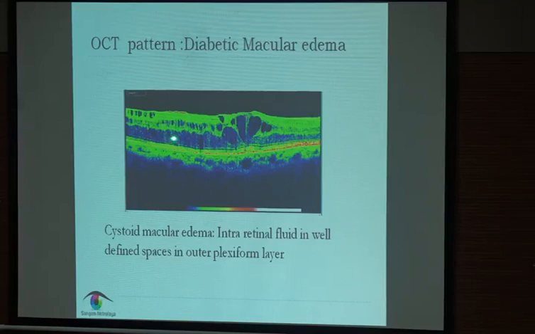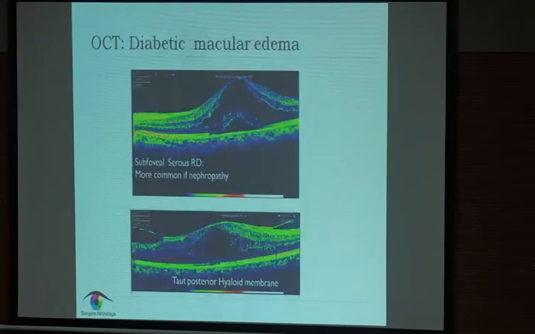Then we can have a pattern which we call cystoid macular edema, which is basically due to fluid in well defined spaces in the outer plexiform layer. The third pattern is a subfoveal serous retinal detachment, and it is more common if renal function is compromised. If the patient has nephropathy, then you more often have this kind of pattern.